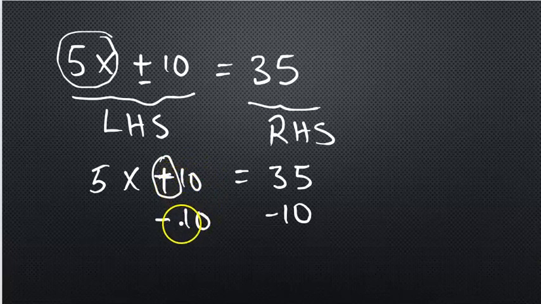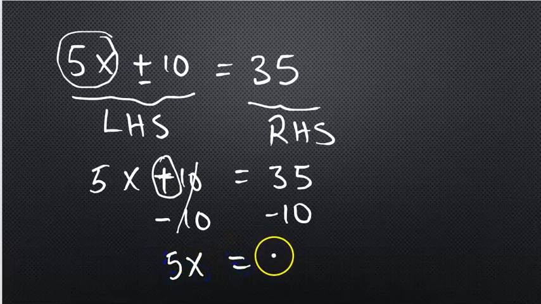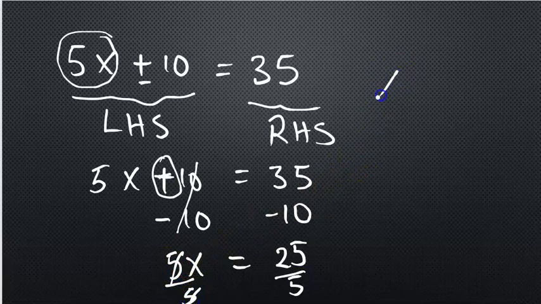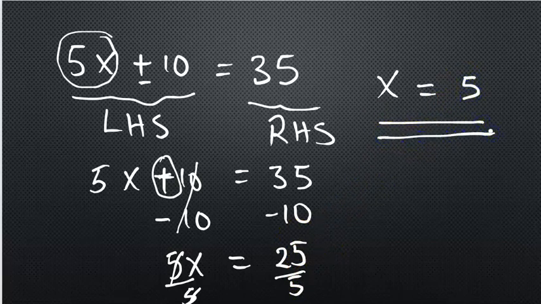So in this case, 10 minus 10 gives you 0, and you will have 5x on the left hand side, and the right hand side will be 25. So in order to get the value of x, you then divide both sides of the equation by 5. 5 divided by 5 is 1. There you have x only is equal to 25 divided by 5, which is 5. So that is the solution for x.